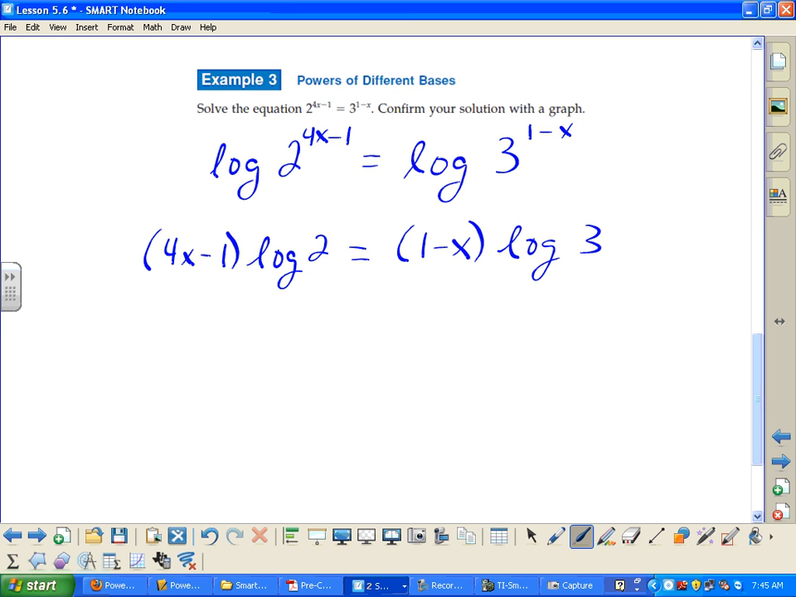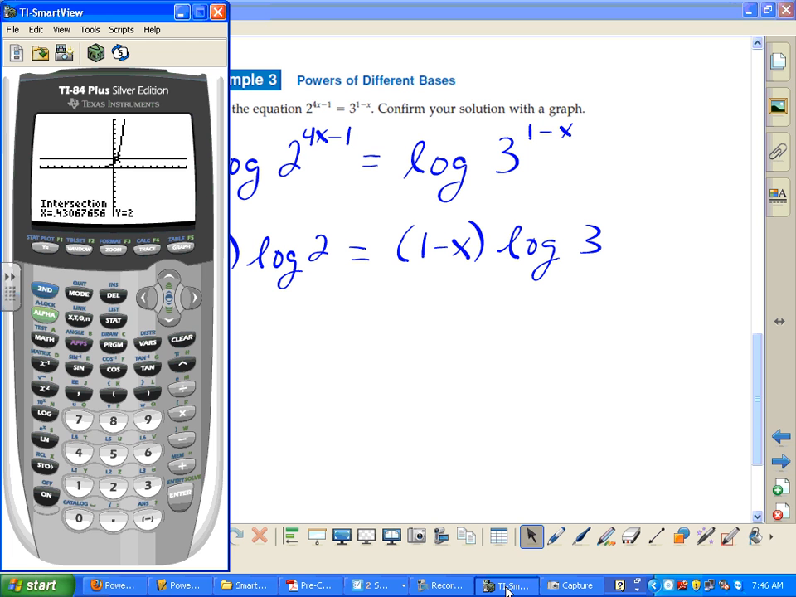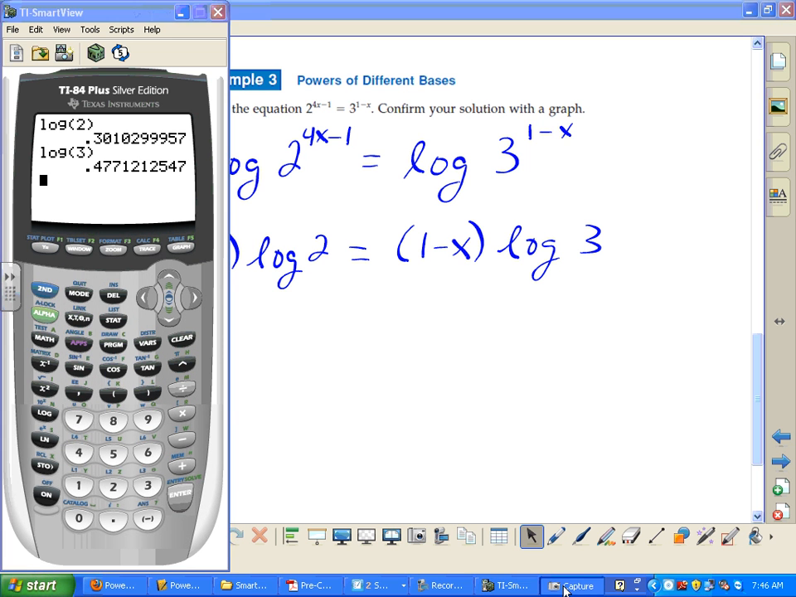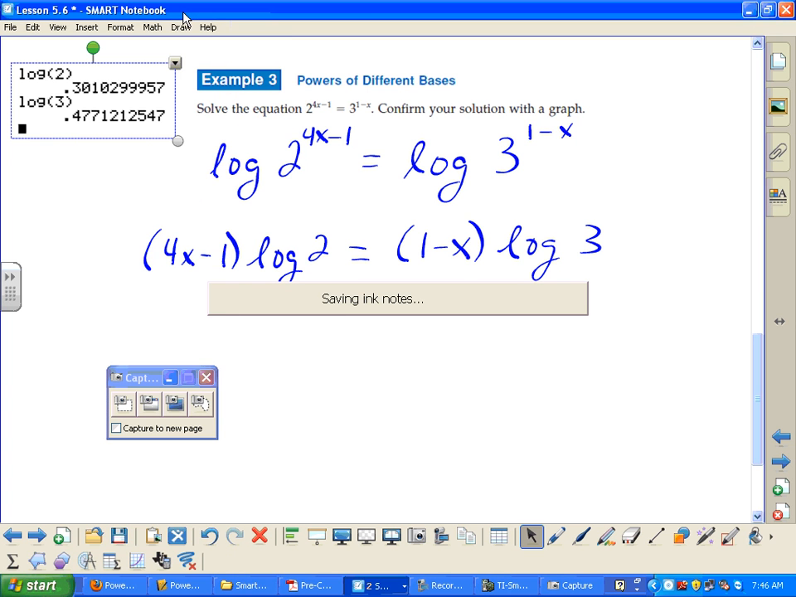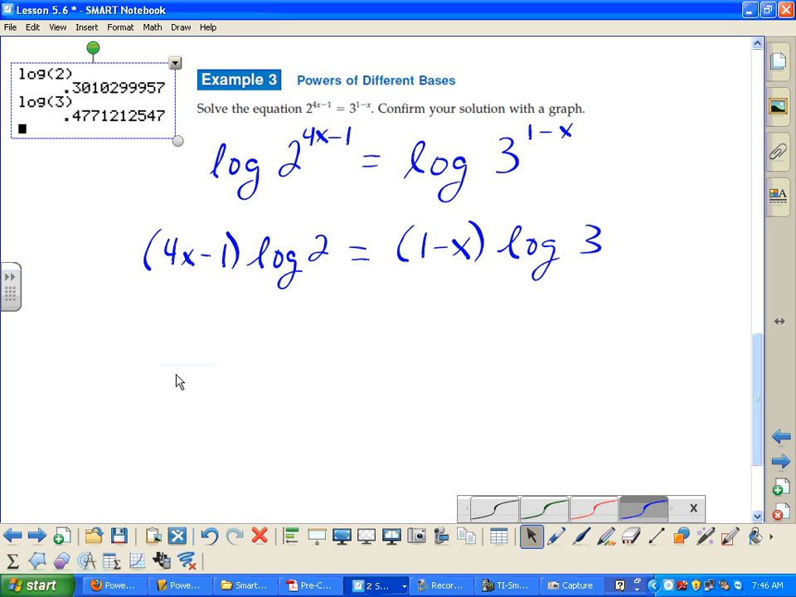And now what we can actually do is two ways. We could distribute the logs, which is one way to do it, and I think that's kind of confusing for most students. So what we're going to do is change the logs to 4 decimal places. So we need to find what the log of 2 is, and the log of 3. And we're going to use them to 4 decimal places for the benefit of solving this so that we're very accurate.